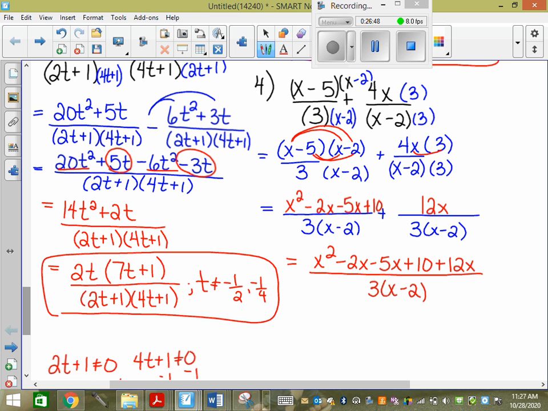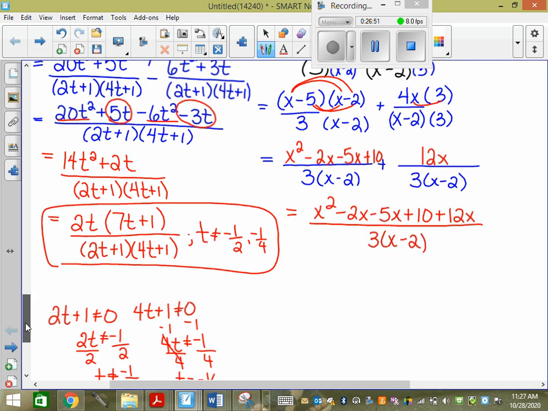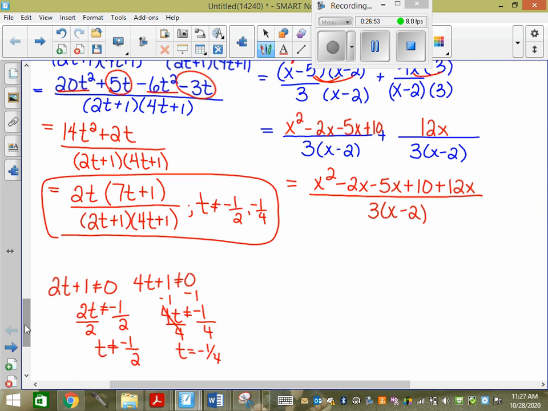Third step is what? Collect like terms. So I'm going to get x squared, minus 2x minus 5x is minus 7x, plus 12x is plus 5x, plus 10 over 3 times x minus 2. Can I take anything out of my denominator? No. Can I do anything to my numerator? No, you can't actually factor anything, because 5 and 10 don't give you anything.